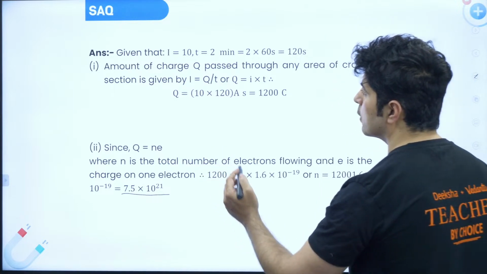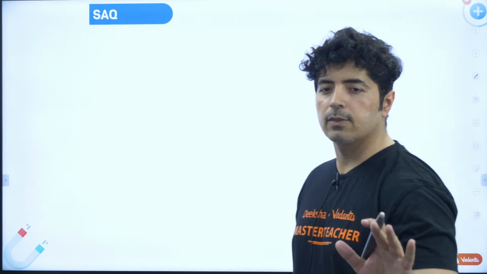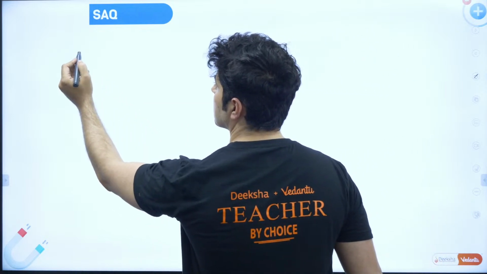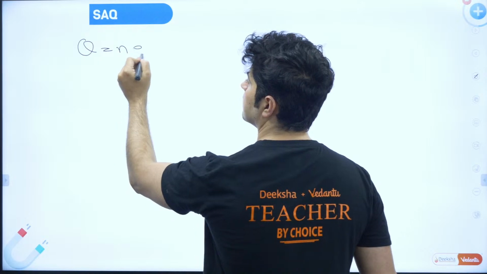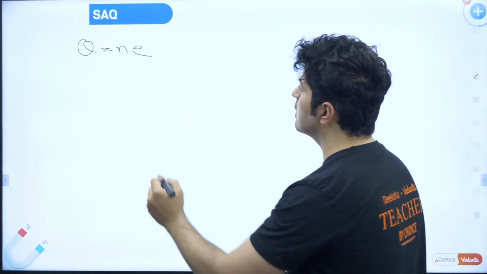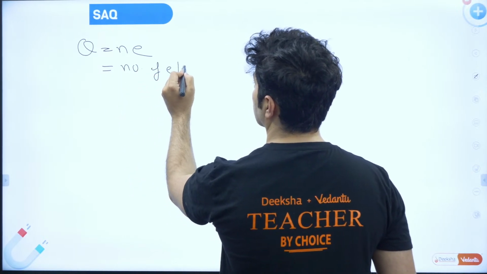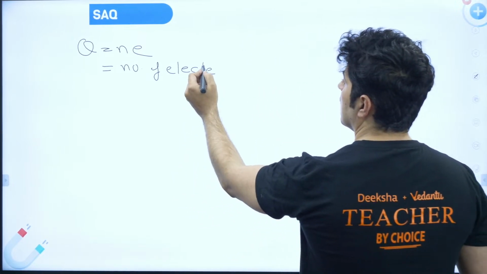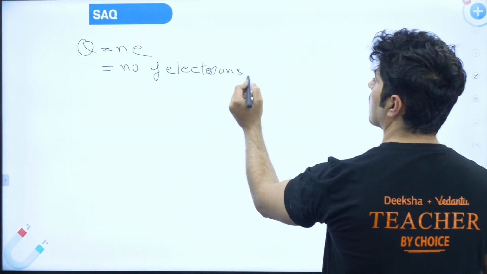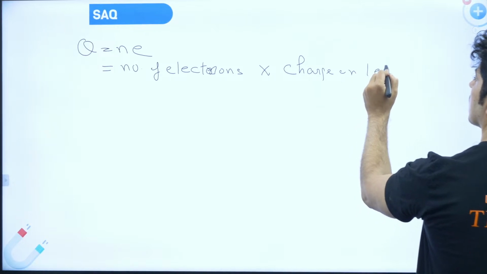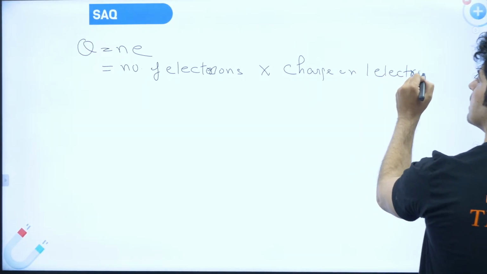So Q is equal to NE. Let me give you once again, for those people who are still weak, who still think, oh, current, electricity, oh my God, I don't know anything. No. Just a simple one. I'm just writing a few formulas here for you guys. First formula is Q is equal to NE. Charge is equal to number of electrons, or number of charged particles, multiplied by charge on one electron. Charge on one electron is an important question which comes in the CBSE exam.